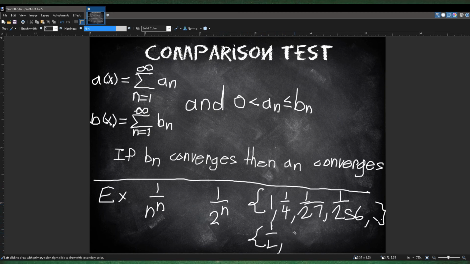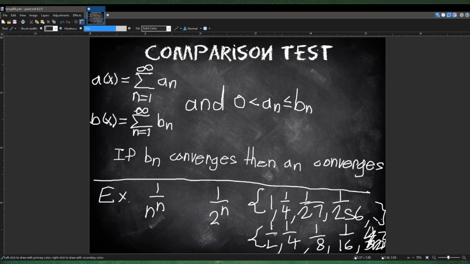Its second term is 1 fourth. Its third term is 1 eighth. Its fourth term is 1 16th. And its fifth term is 1 over 32. Okay, so actually let's not have the 1 over 32 because I only have 4 terms on this one.